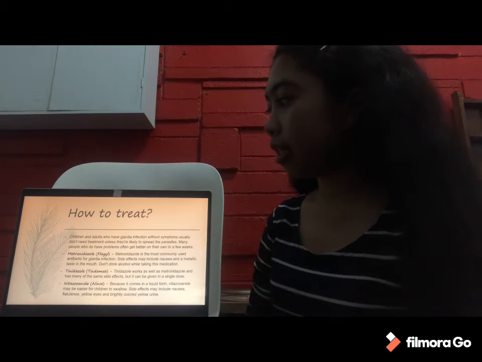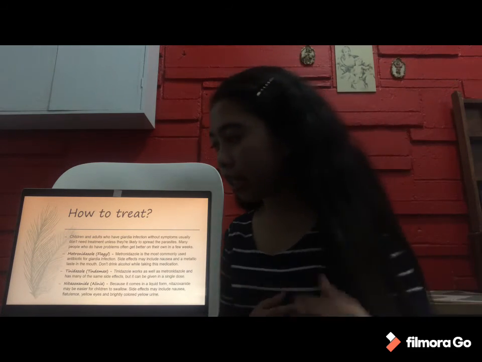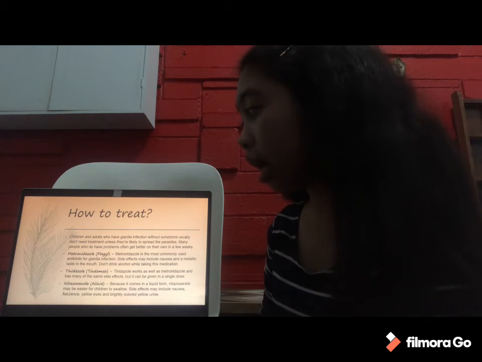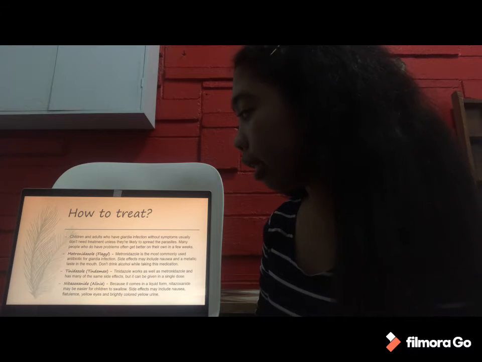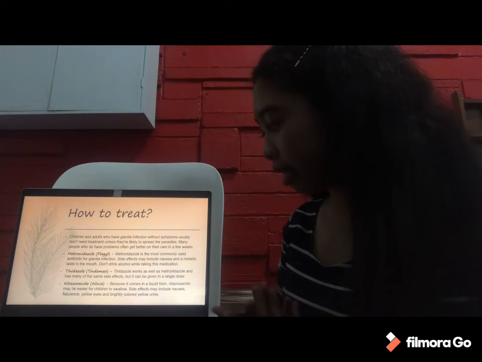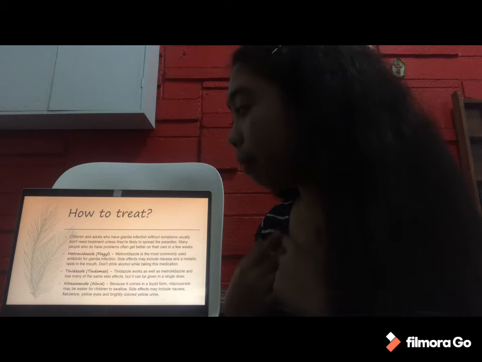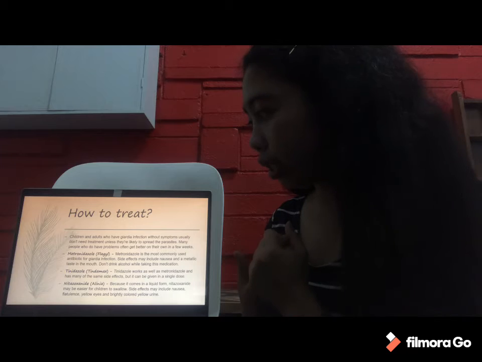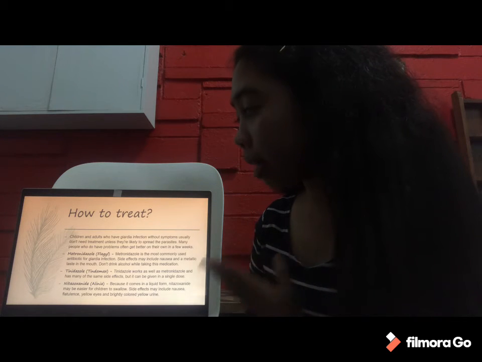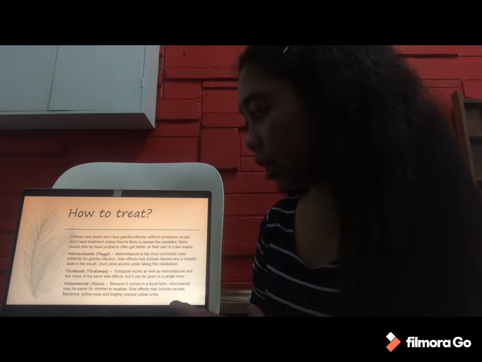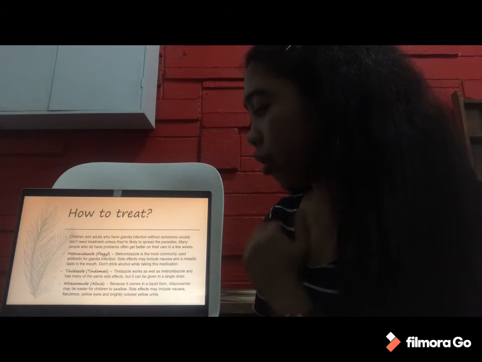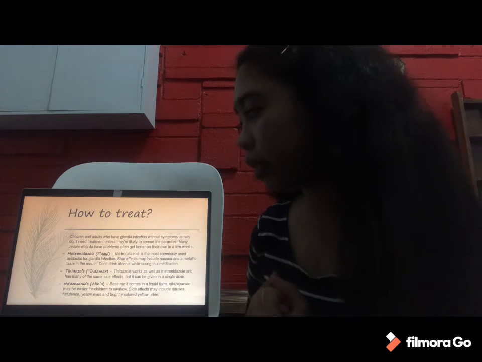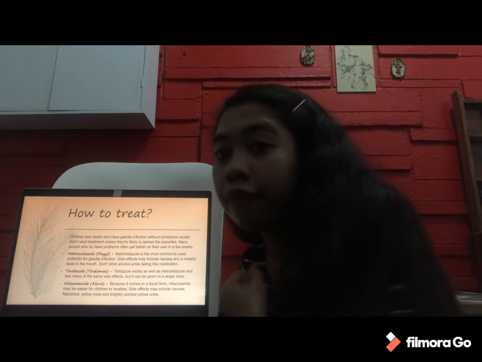So next is how to treat. Children and adults who have a Giardia infection without symptoms usually do not need treatment unless they are likely to spread the parasites. Many people who have the problem often get better on their own in a few weeks. Metronidazole, or Flagyl, is the most commonly used antibiotic in Giardia infections.